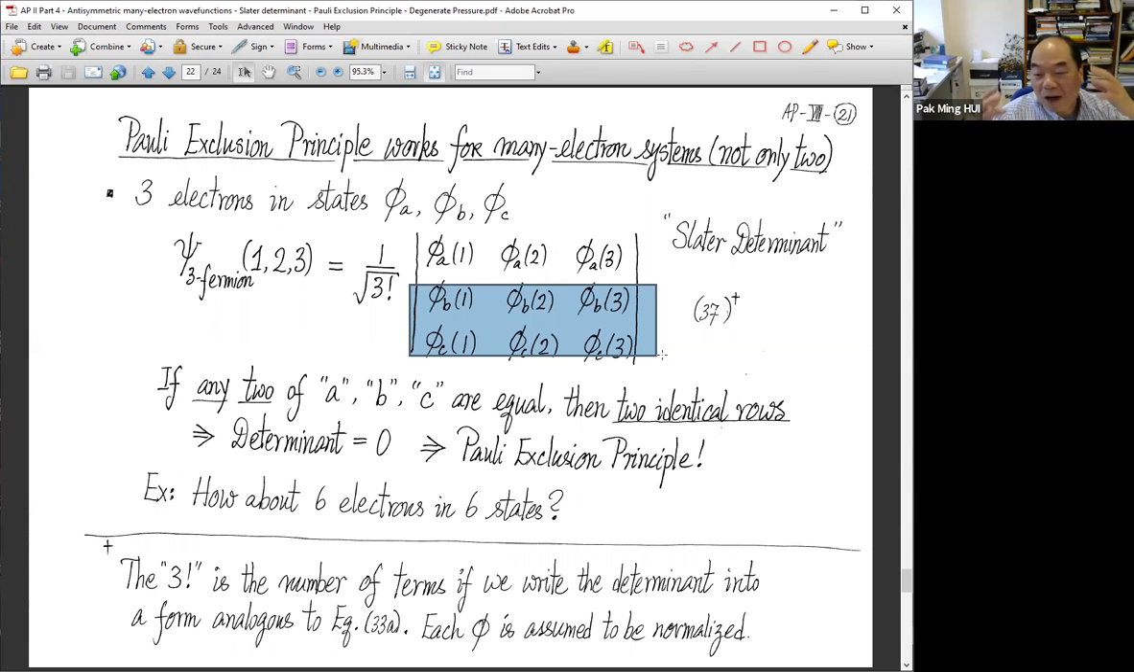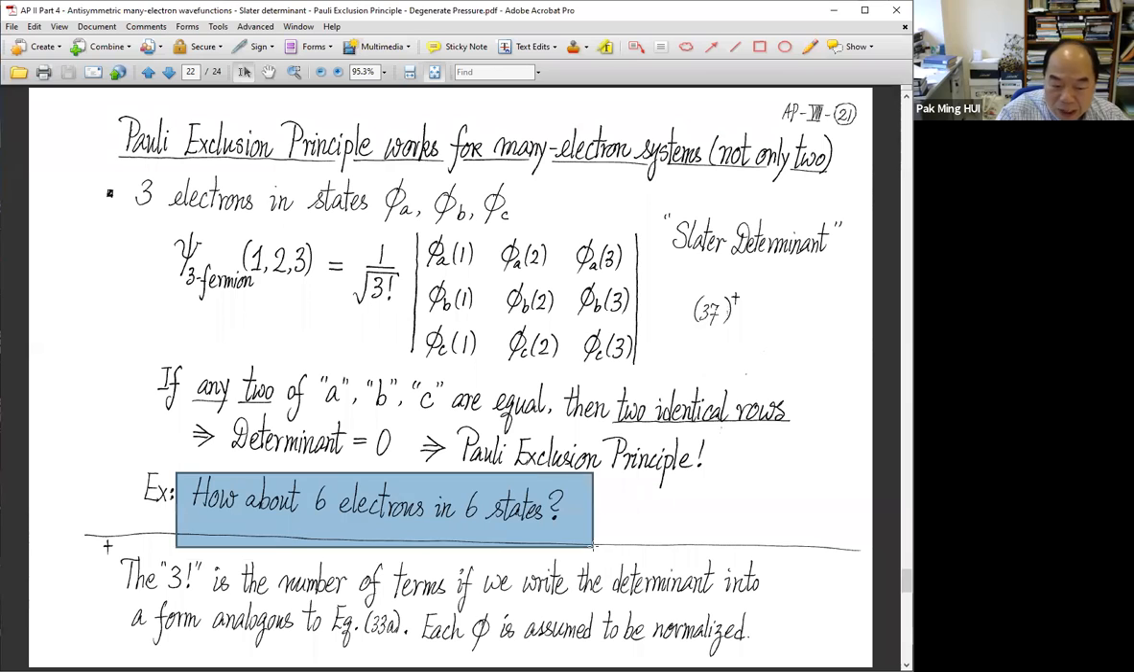Thereby, you have the same nonsense. The particles have disappeared, vanished. So you don't allow that to happen. That means all the states must be different. You switch the idea of the statement, then you cannot put 2 particles into the same state, any same state. Okay, that is the Pauli exclusion principle. Of course, you can generalize it to n electrons in n different states, okay?